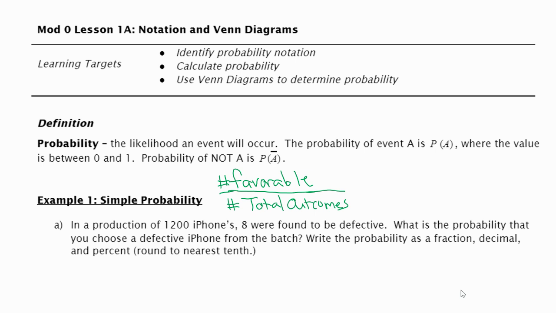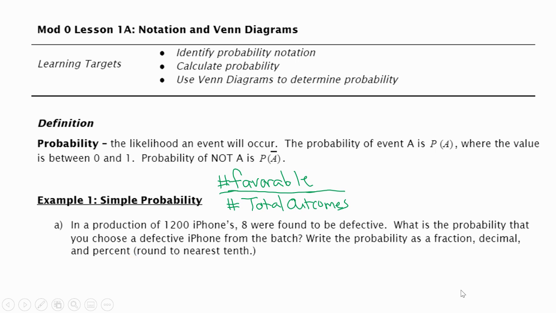So for example, in example 1, it says in a production of 1,200 iPhones, 8 were found to be defective. What is the probability that you choose a defective iPhone from the batch? And if you notice, the question says, write the probability, you can either write it as a fraction, a decimal, or as a percent.